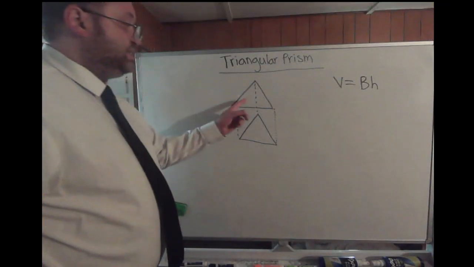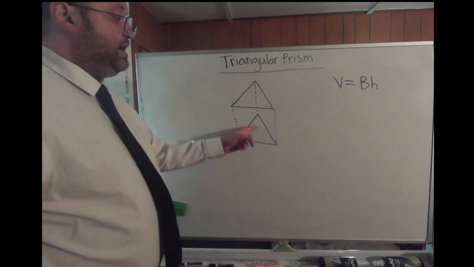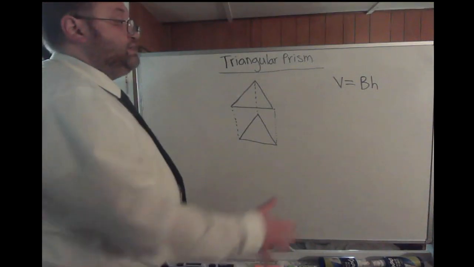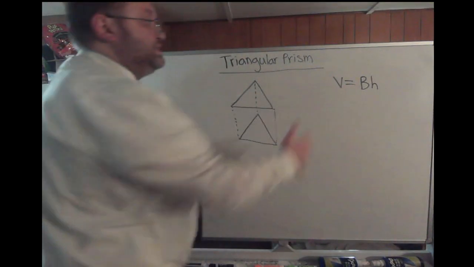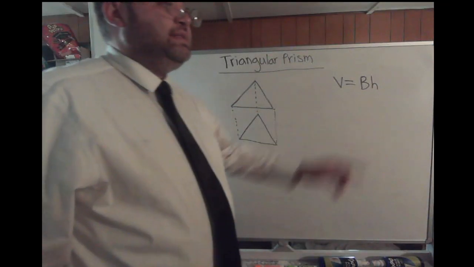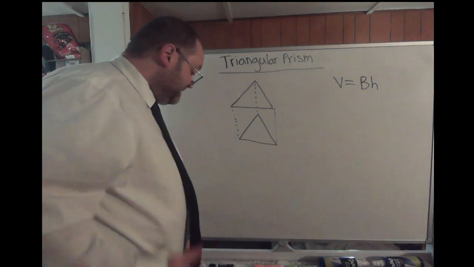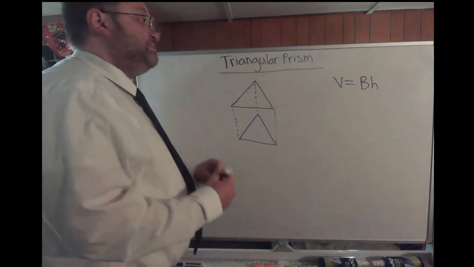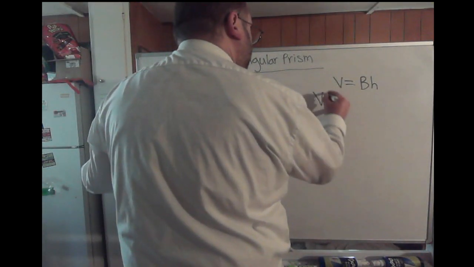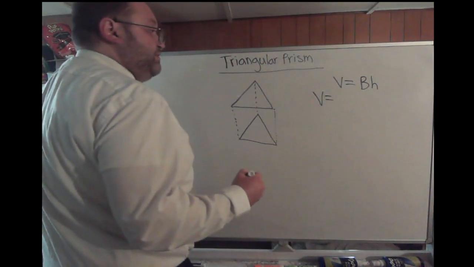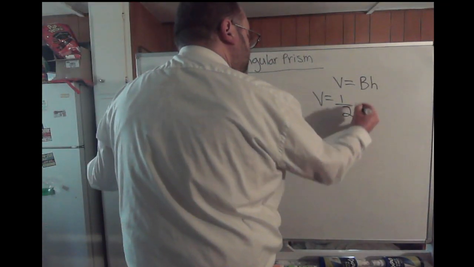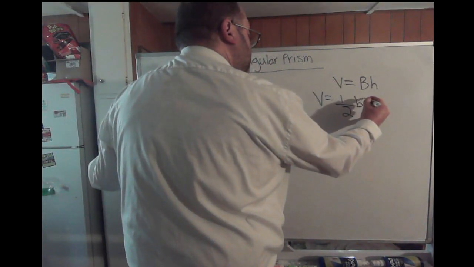So both bases of the prism are indeed triangles. So again, the overall volume formula is the same. It's the area of the base, capital B, times your height. However, the base is a triangle. We're dealing with something a little bit different here. If we remember, the area of the base of a triangle is half the base times the height.